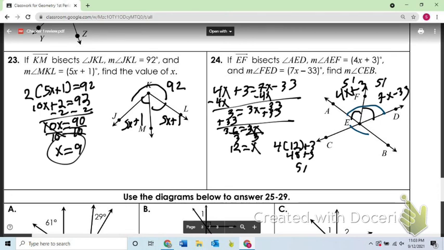I could also plug the 12 in there. 7 times 12 is 84, sorry, not 94. 84 minus 33 is 51. So 51 plus 51 is 102. And because we have vertical angles there, we know that CEB is 102 degrees. Okay, we're almost done.